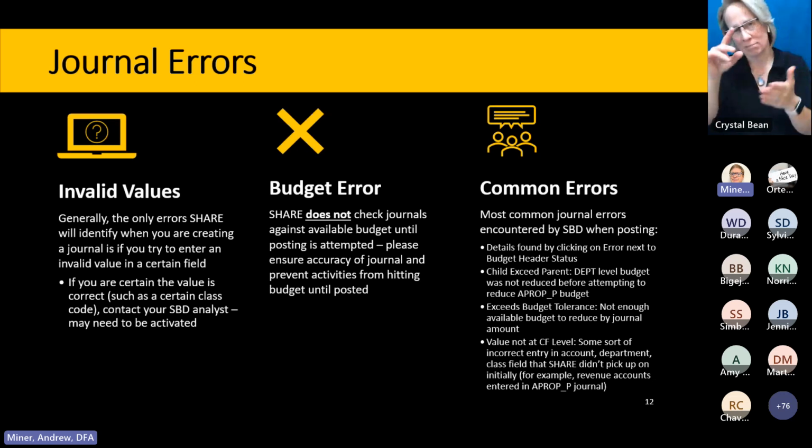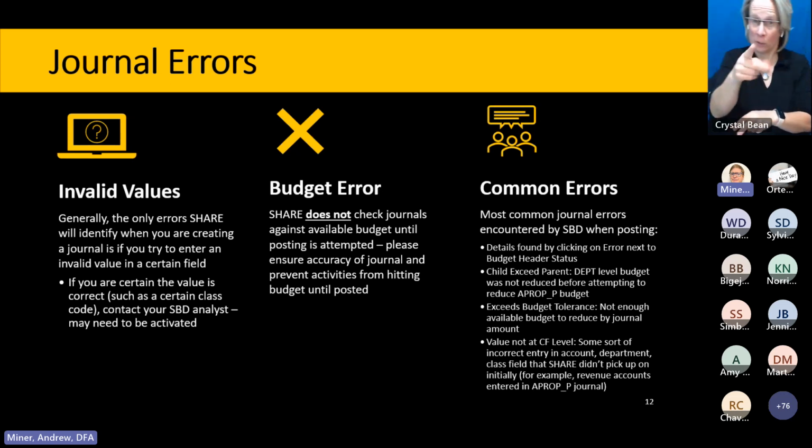Child exceeds parent. That's when the department level budget was not reduced before attempting to reduce the appropriation budget. Like I talked about yesterday, if you do department level budgeting and you're doing a category transfer BAR, you have to reduce your department level budget and post that journal, AGY entry type, before we can post the parent level transfer. So make sure to do that. Otherwise, this is the error that we get.